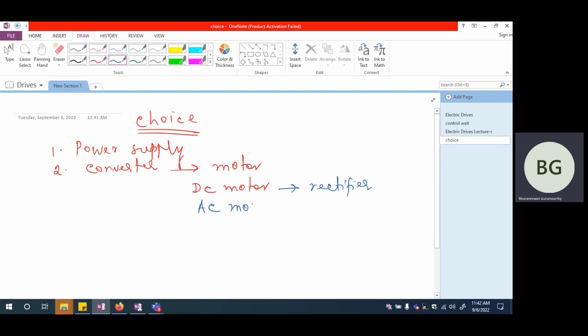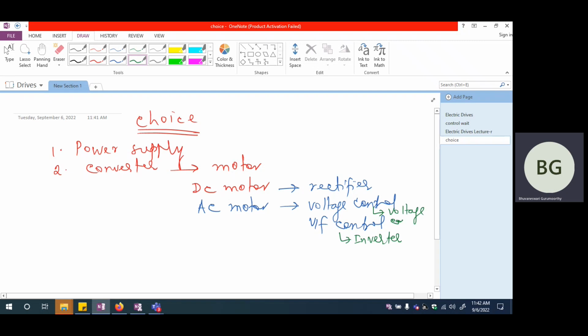AC motor, depending upon whether we want a very wide range of speed control or whether we want only a short range, we may use just voltage control or voltage and frequency control, like what I mentioned in the last class. So if you are using voltage and frequency control, then what you will require will be an inverter. If you need only voltage control, then you will have a voltage controller. Only the magnitude of voltage can be adjusted.